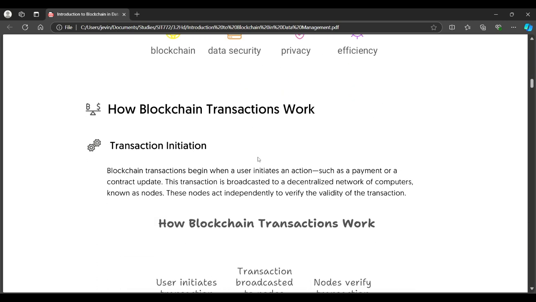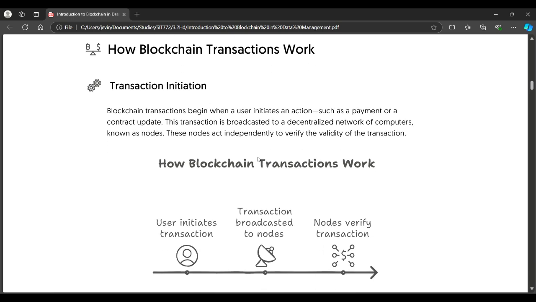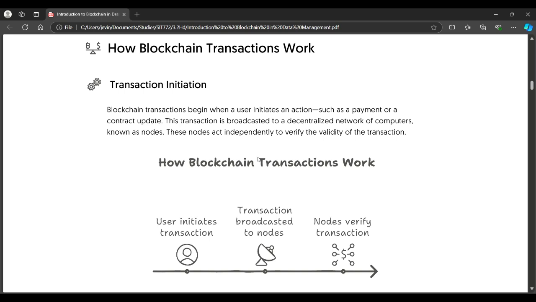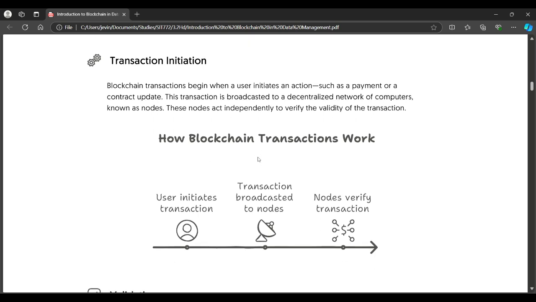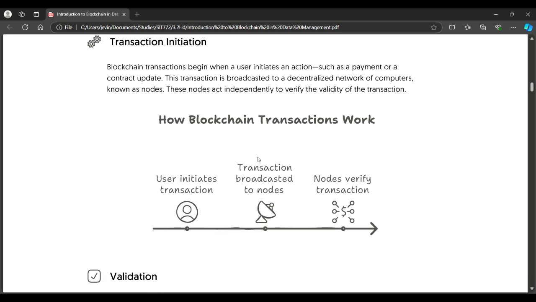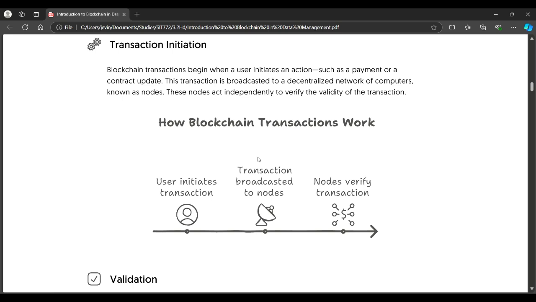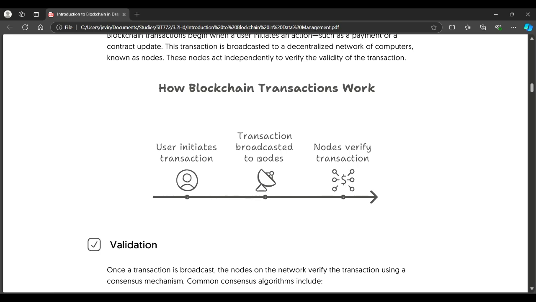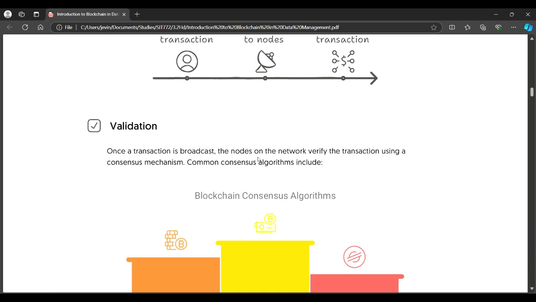So how does a blockchain transaction work? It starts with a payment, or by mining it. It is broadcasted into a decentralized network of computers, which are known as nodes. They act independently to verify the validity of the transaction, so that we can verify whether the block is created, so that we can add it to the database. So how are we validating?